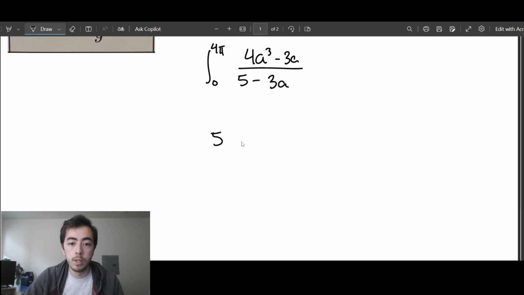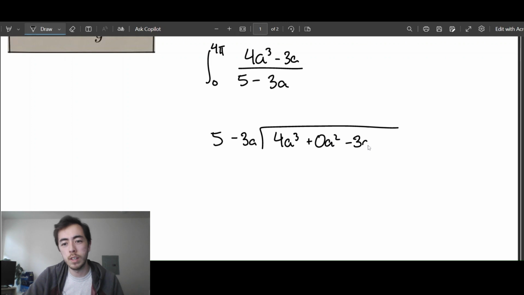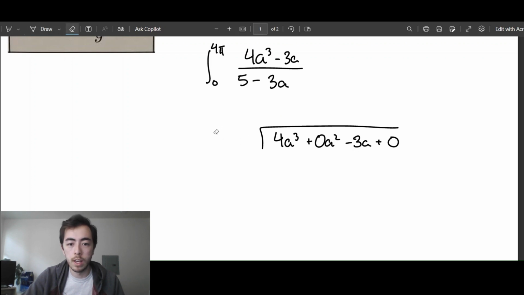So I will put my divisor on the outside, I'll put my dividend on the inside. And just so it's easier for me to keep track of my terms, I will say plus 0a squared before the minus 3a, and I will put a plus 0 at the end just to keep track of all my terms. And I am going to swap this around. I will do a negative 3a plus 5 just because I like writing my polynomials in standard form.